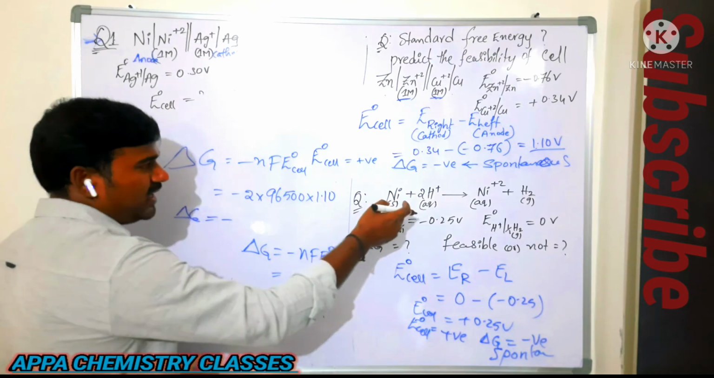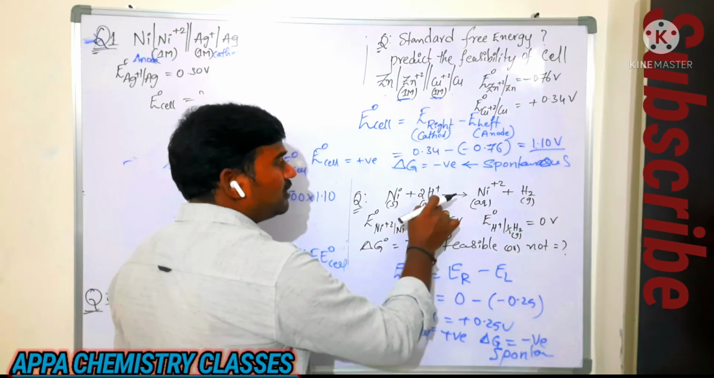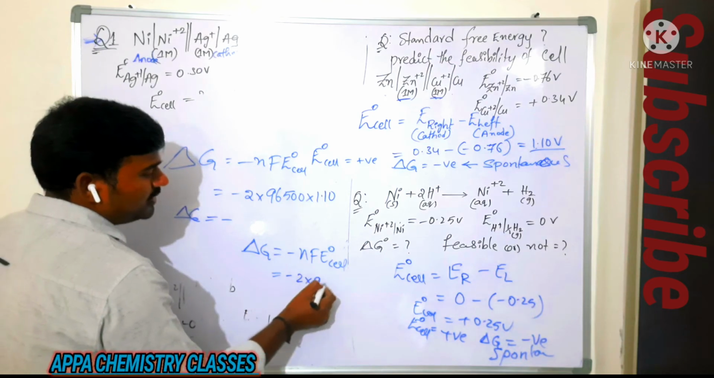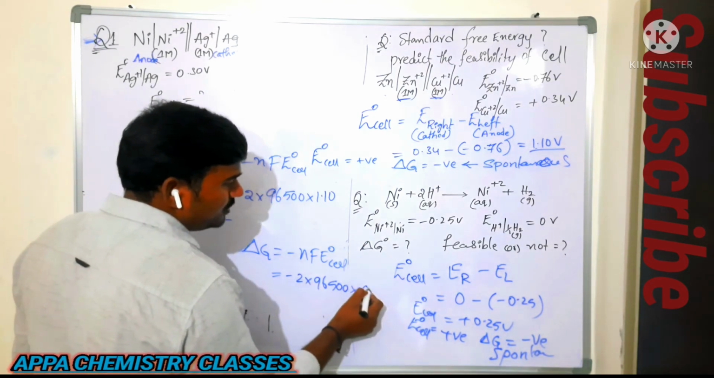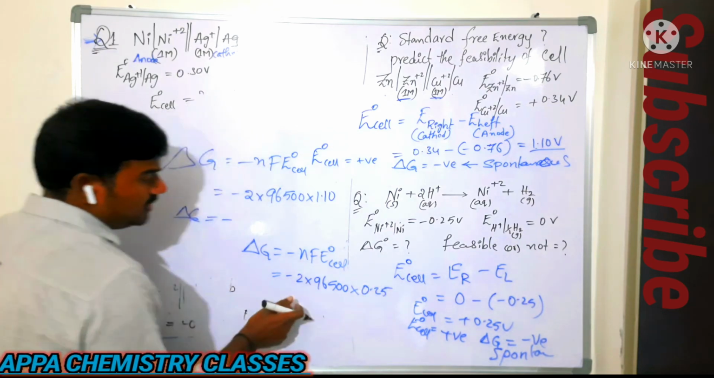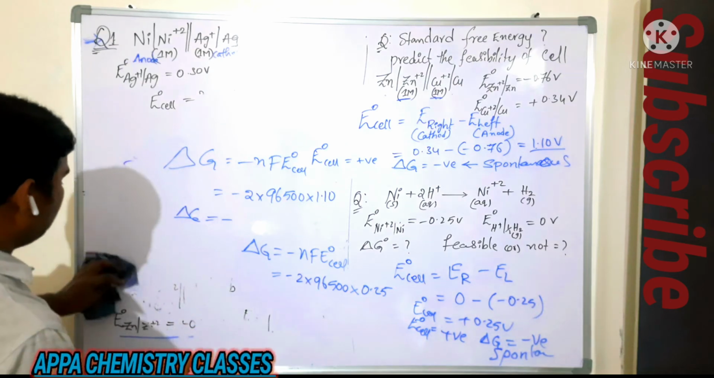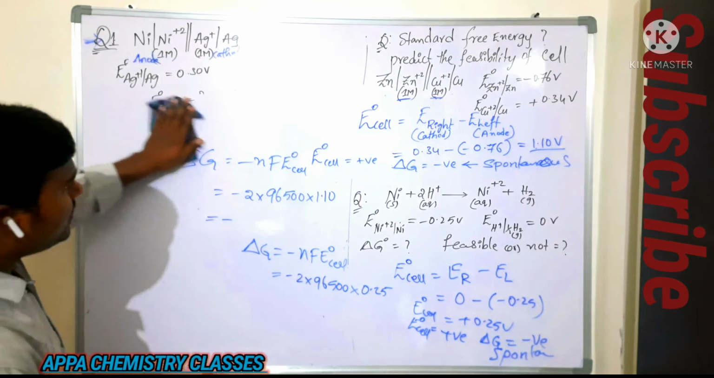Okay now. So what is the n value here? It is losing 2 electrons. The last 2 electrons are gained by the hydrogen ion. That is 2 into 96,500 coulombs into E naught cell, which is 0.25. You will get it in joules, that you convert into kilojoules. Generally they will ask Gibbs free energy in terms of kilojoules. Okay? So is that clear?